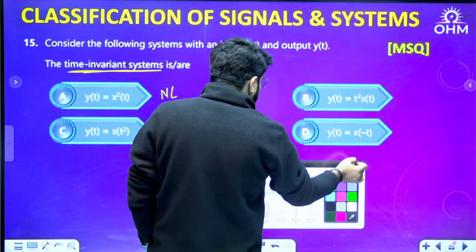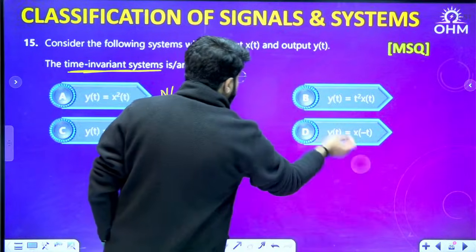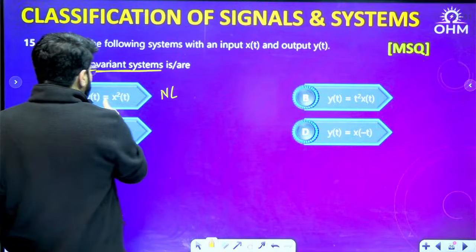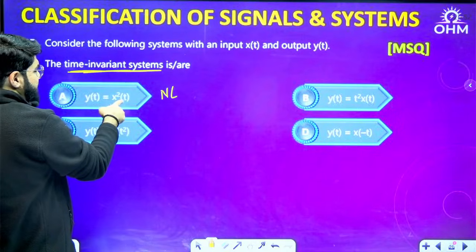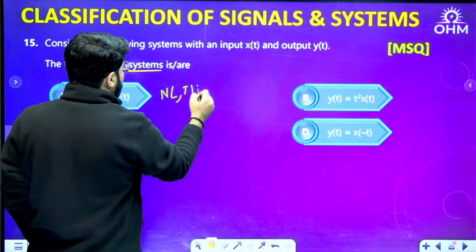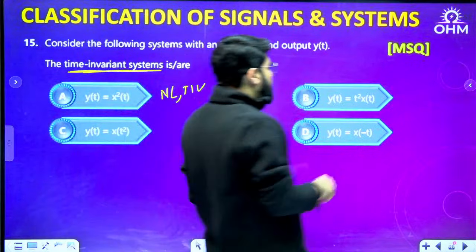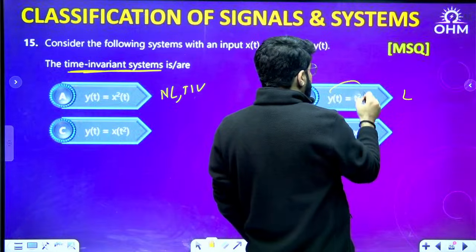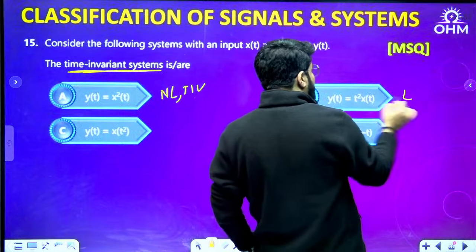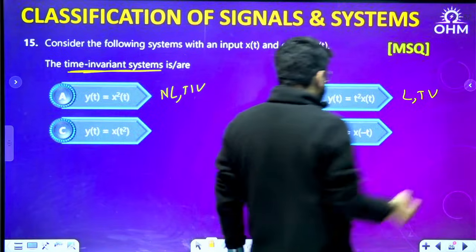So I'll just add on non-linearity and linearity as well, although the question is only on time invariance. Any separate function of time? No. Any change in bracket time? No. This is time invariant. Option B: this is linear, y depends on x power 1. But there is a separate function of time, as I clearly explained, so it is time variant.